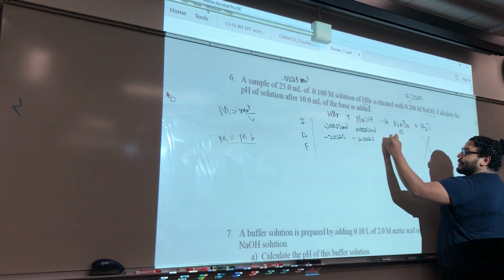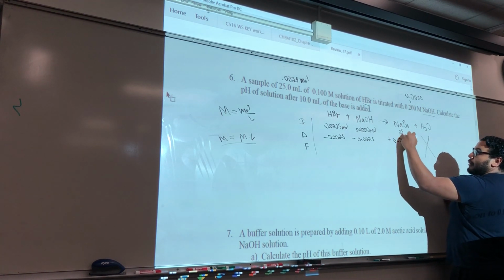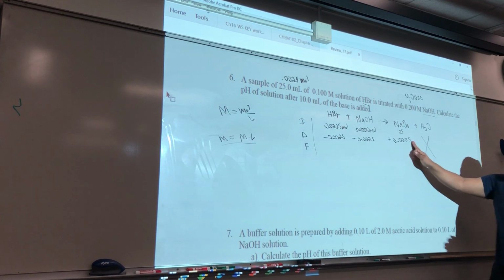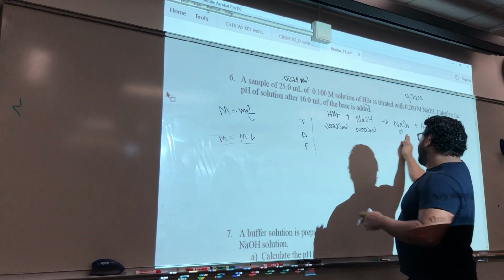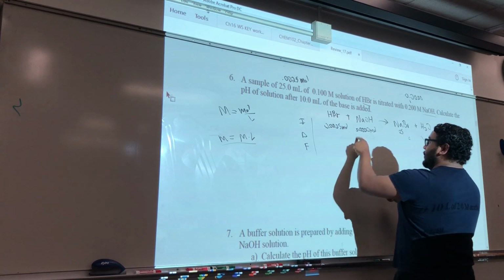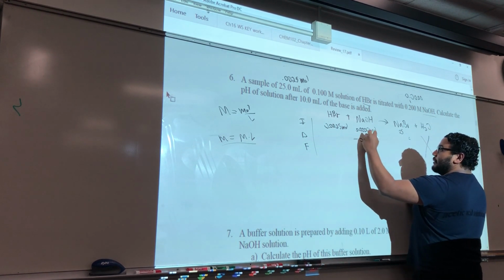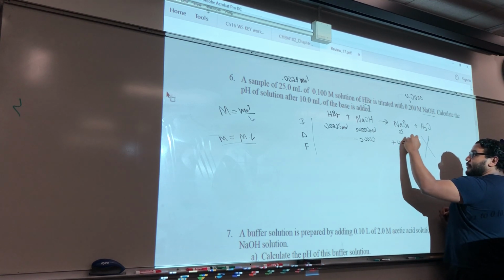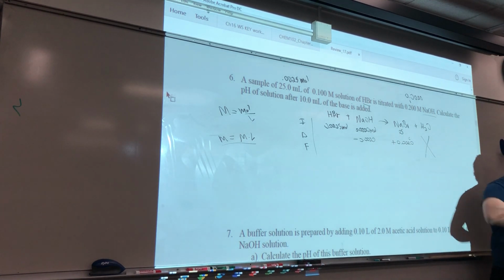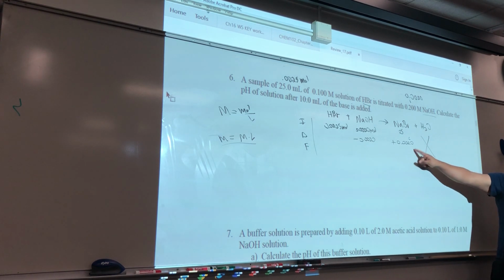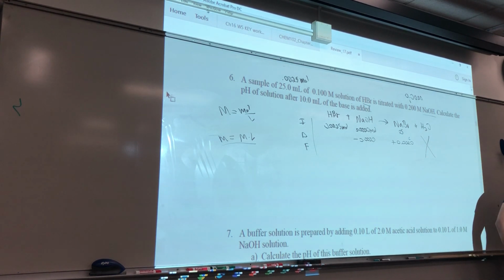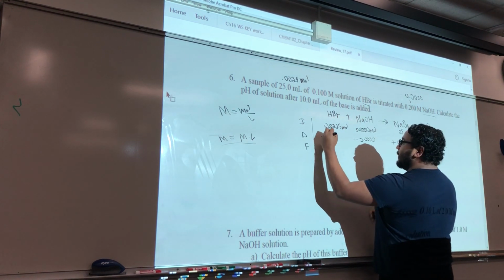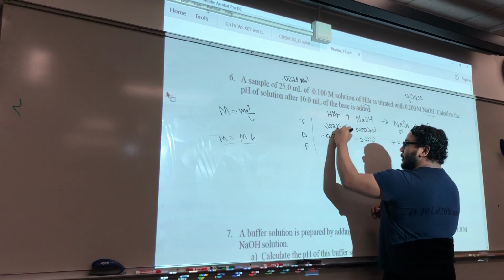You could actually do it either way. This would be a plus, right? So that's 0.0025. But if we did it for the other one, you would see this would be minus 0.0020, plus 0.0020. And just from what you learned in 101, whatever produces less is your limiting reactant. So this is another way to do it as well, if you're more comfortable with that.